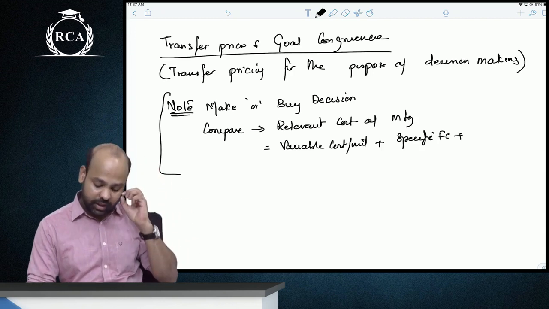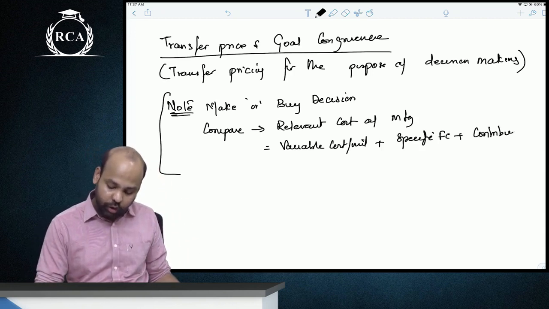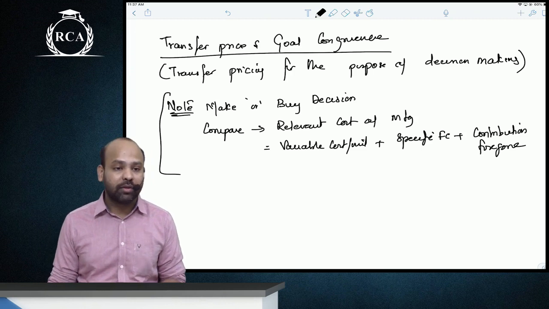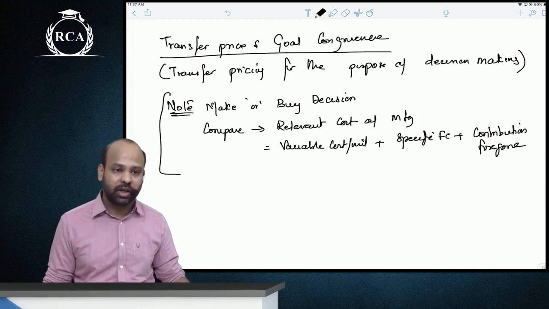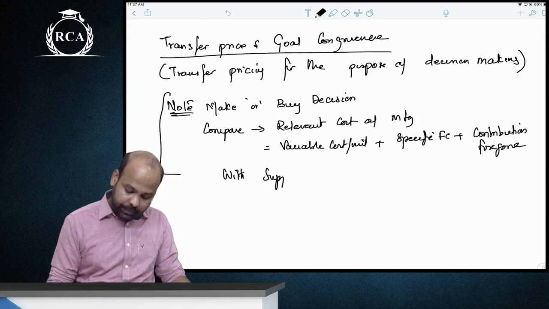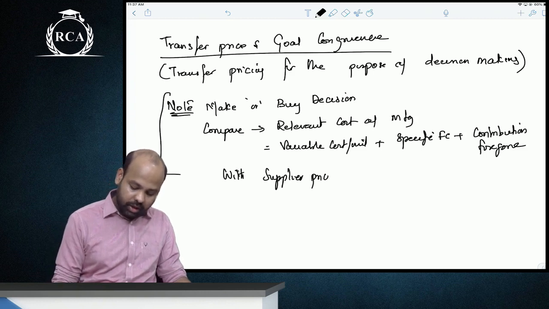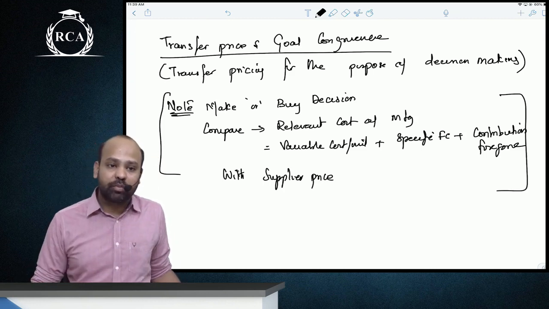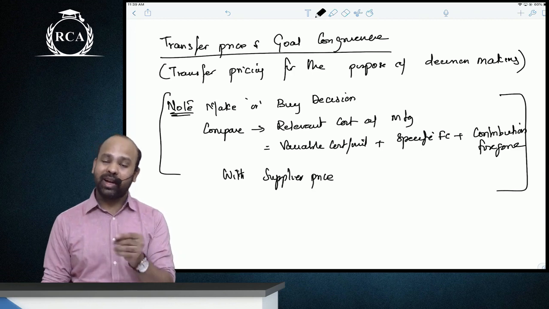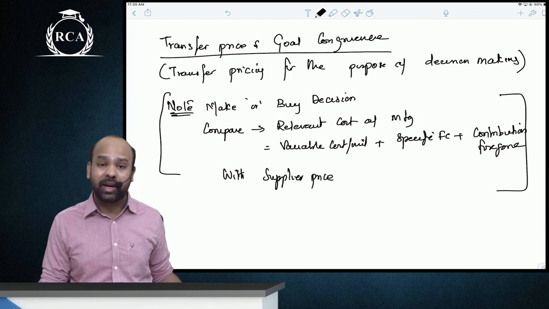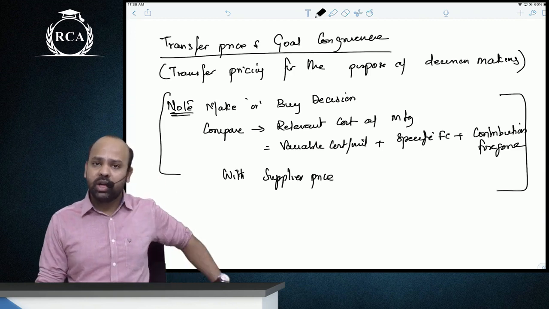And plus, beta, if there's any amount of contribution that you have to forego because you have to manufacture this, what if you do not have spare capacity and you have to forego contribution? That contribution foregone will also come into the picture, guys. So compare the relevant cost of manufacturing, beta, with the supplier price. This is what we have learned under make or buy decision. We've always compared our relevant cost of manufacturing with the external supplier price. If relevant cost of manufacturing is less, it is better to manufacture. If the external supplier price is less, it is better to outsource.